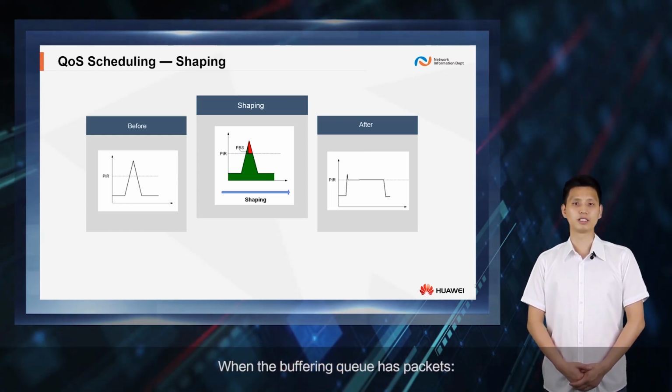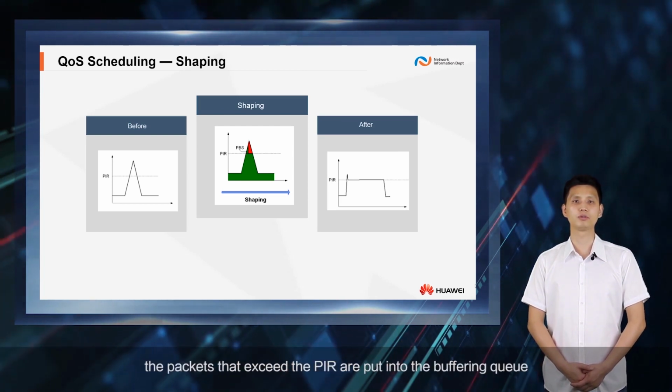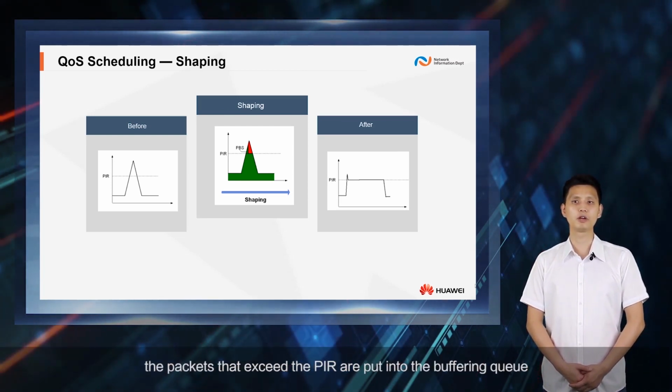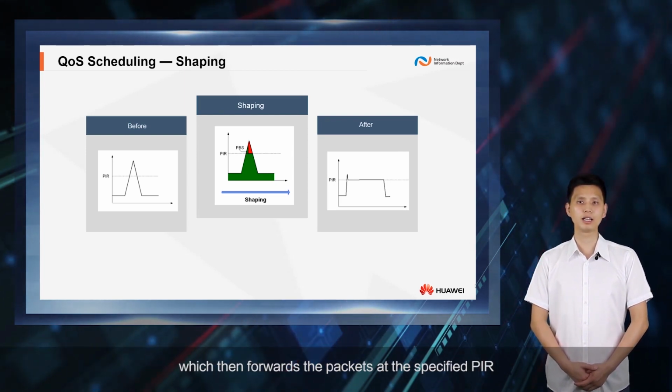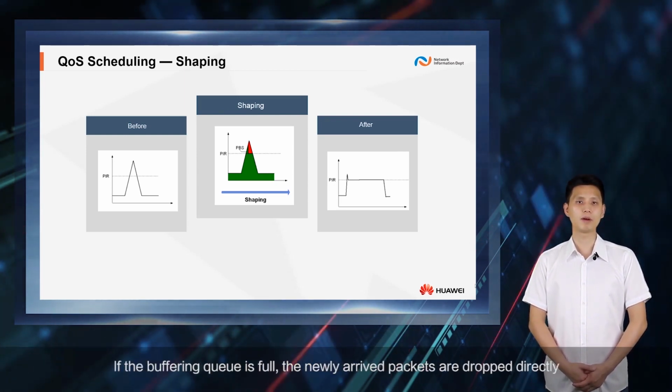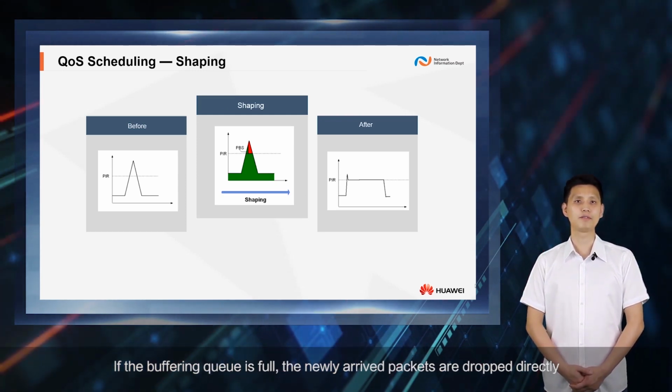When the buffering queue has packets, if the buffering queue is not full, the packets that exceed the PIR are put into the buffering queue, which then forwards the packets at the specified PIR. If the buffering queue is full, the newly arrived packets are dropped directly.